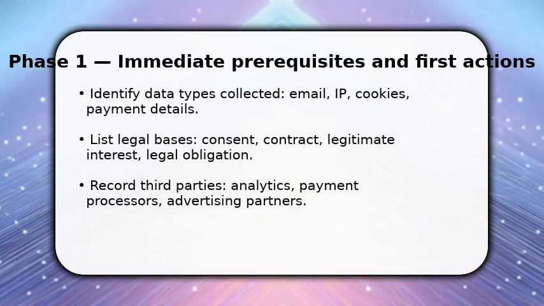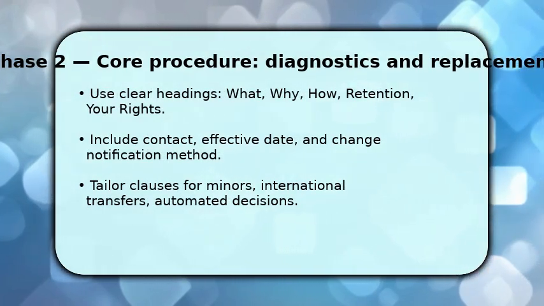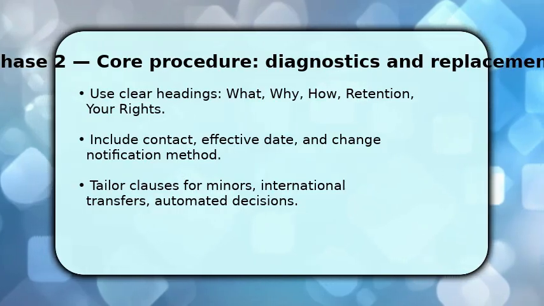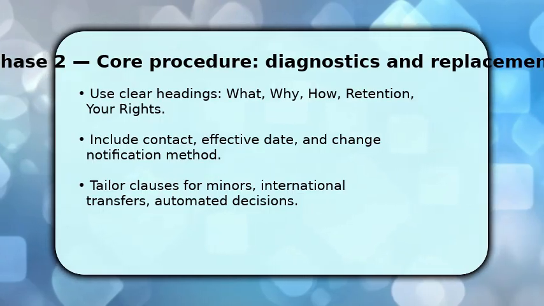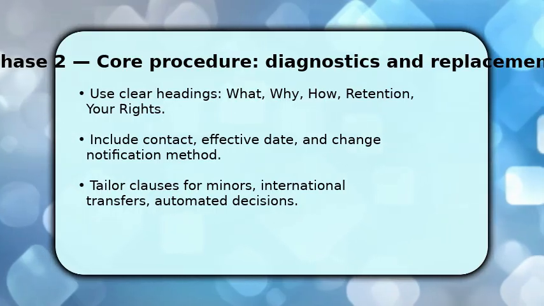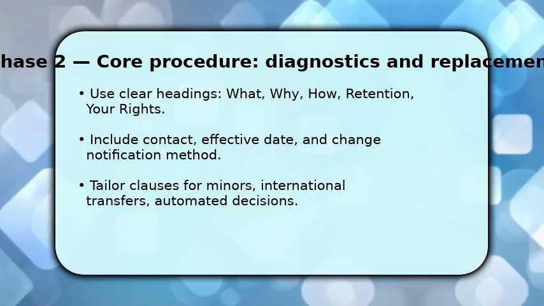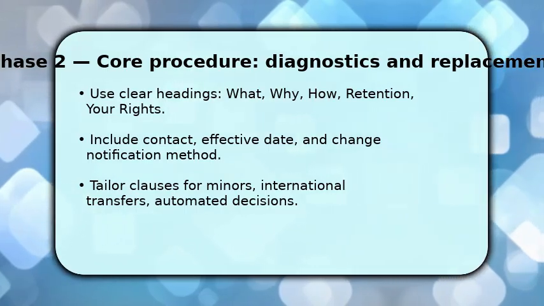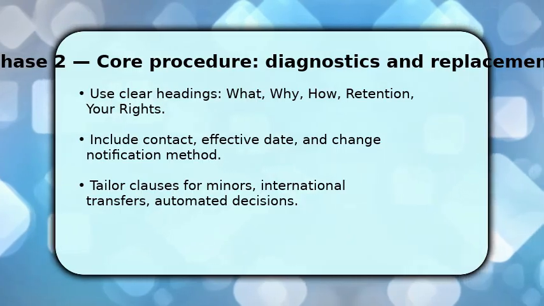actionable and complete. Next, you draft the policy with clear headings: what you collect, why, how it's used, and retention. Once drafted, explain user rights, access, rectification, erasure, and provide a contact and an effective date so users know when terms apply. Make sure to add specifics for minors, cross-border transfers, and any automated decision-making. Use plain language. Complex legalese confuses users.